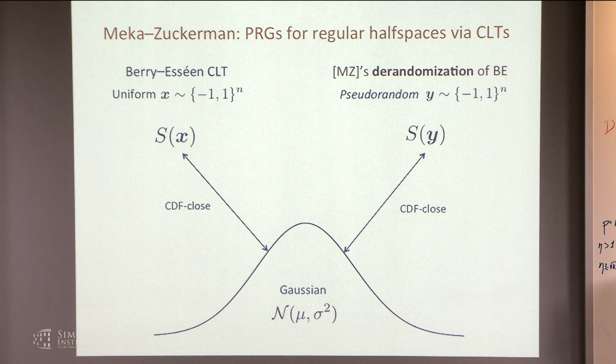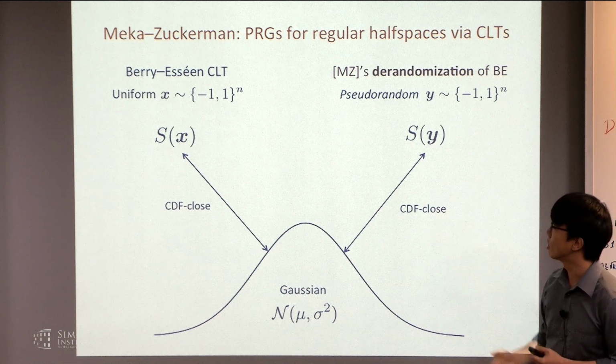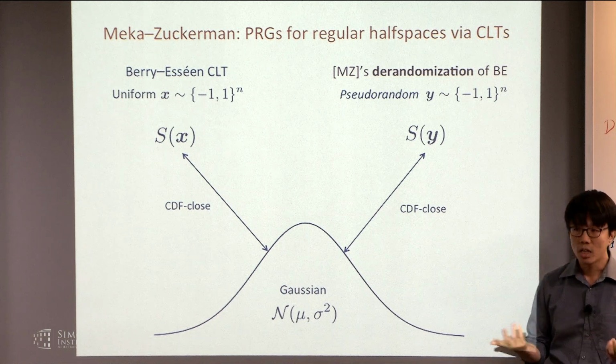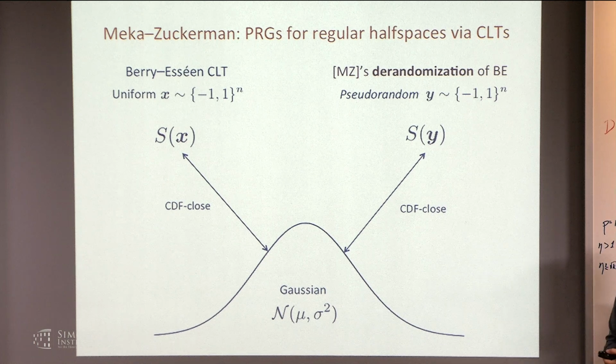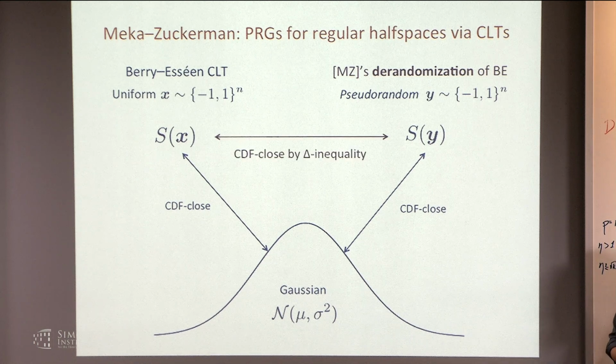They cooked up a suitable pseudo-random y, which I'll tell you about on the next slide, such that even if you fed it to S, the pseudo-random y, it still converges in CDF distance to a Gaussian. Given this picture, using the Gaussian as the middle person, they've shown that S of x and S of y are close in CDF distance. And that's exactly what it means to fool sign of S of x minus theta for every theta. So this is how they got a PRG.